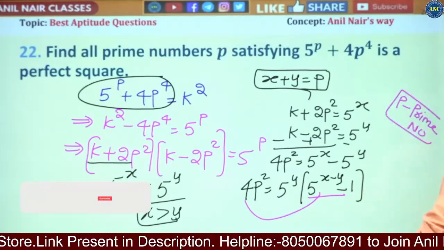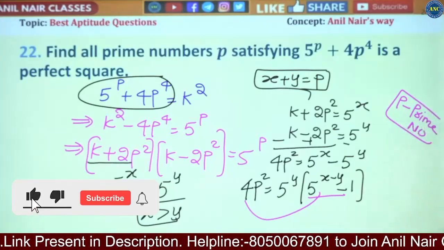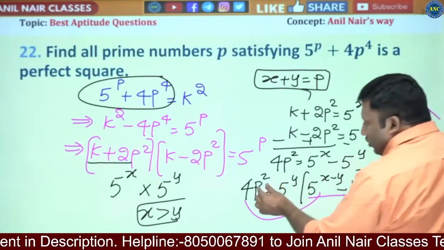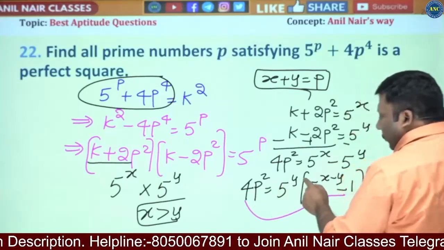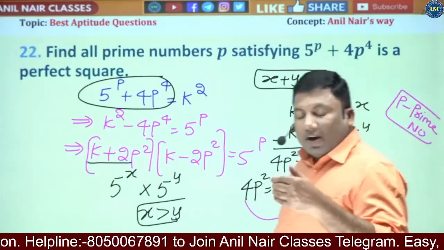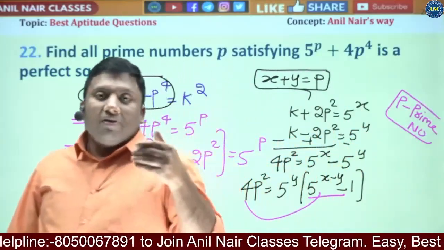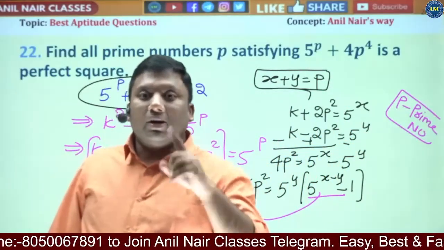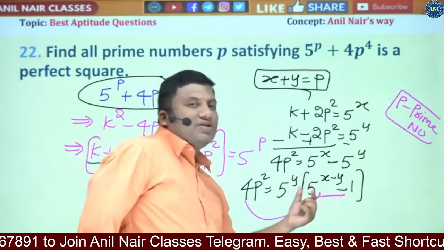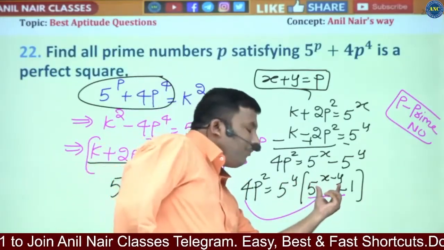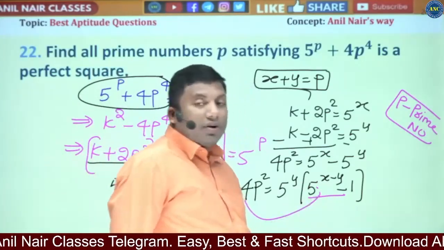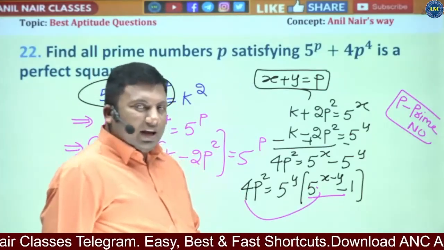A prime number has only two factors, 1 and itself. Suppose p^2 can have 5^1. Can p^2 have 5^(x-y)? So 5^(x-y) - 1: 5^(x-y) when divided by 4 leaves remainder 1, and 1 minus 1 is 0. This is perfectly divisible by 4. Any number which is perfectly divisible by 4, can it be a prime number?